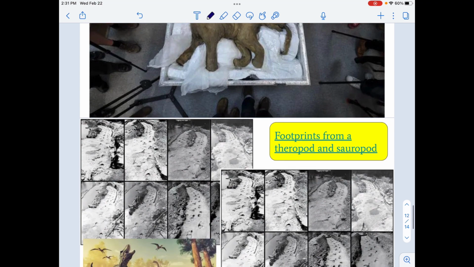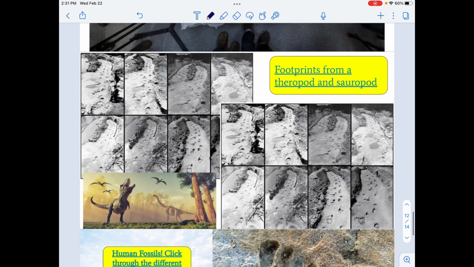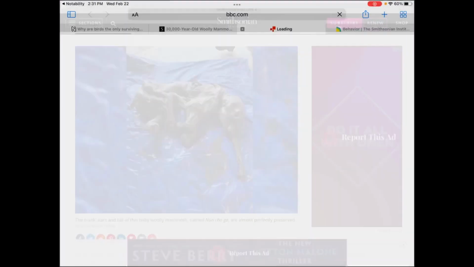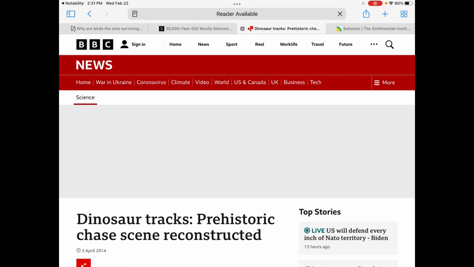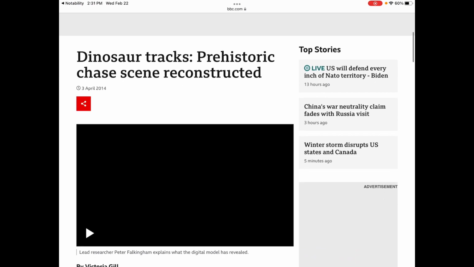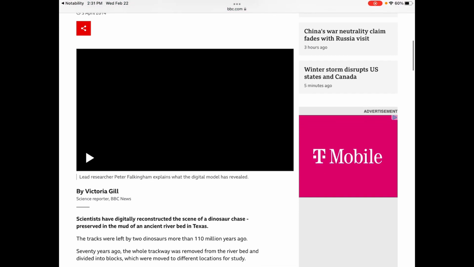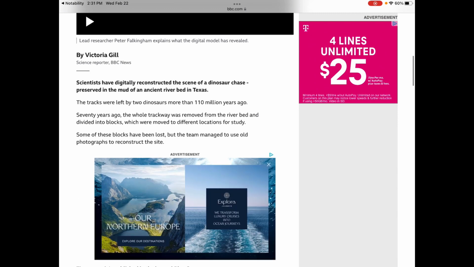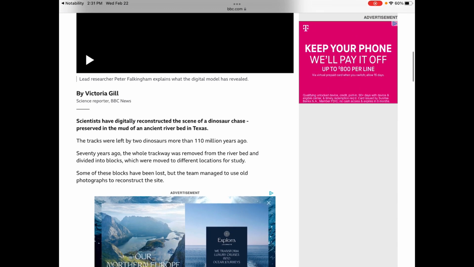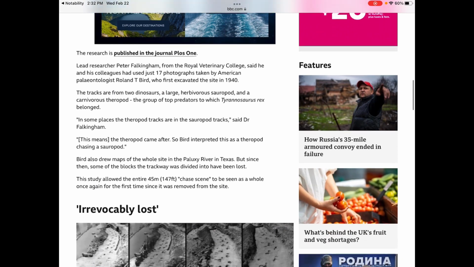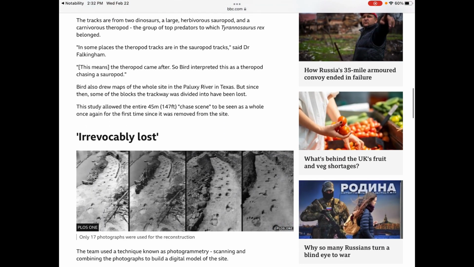Now, we can also find behavior type things and relationships between different creatures from fossils. Here, we're showing pictures of footprints of a theropod and a sauropod, right? And you'll find more about this on this BBC website if you'd like to learn about it. It shows how these creatures were chasing each other. Okay, so you can see from the spacing of the footprints and the different types of footprints some of the behavior of these types of animals, okay? A theropod chasing a sauropod, which is really cool.